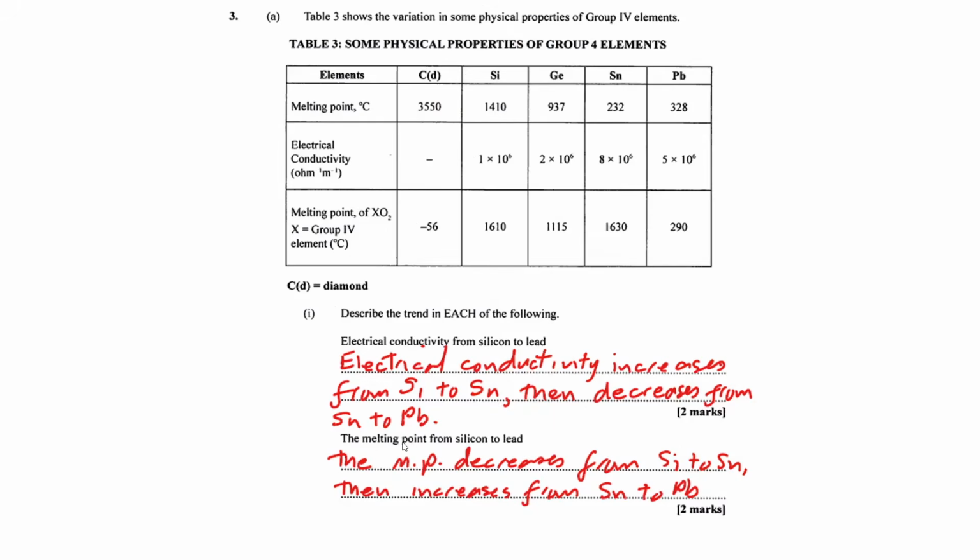The melting point from silicon to lead. Again, you come here in the table and you look at the melting point from silicon to lead. And you can see that the melting point decreases from silicon to tin, then increases from tin to lead. That is all the question is asking you for, to describe what you're seeing with respect to the trend.